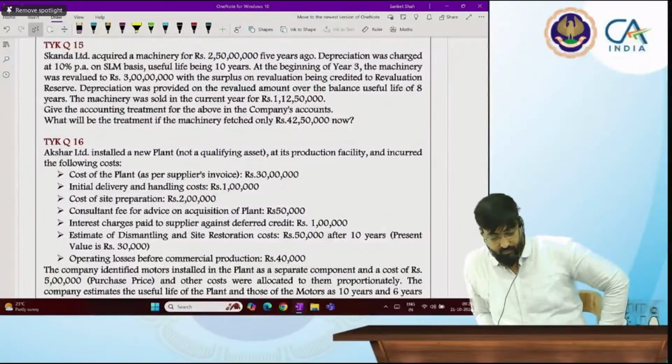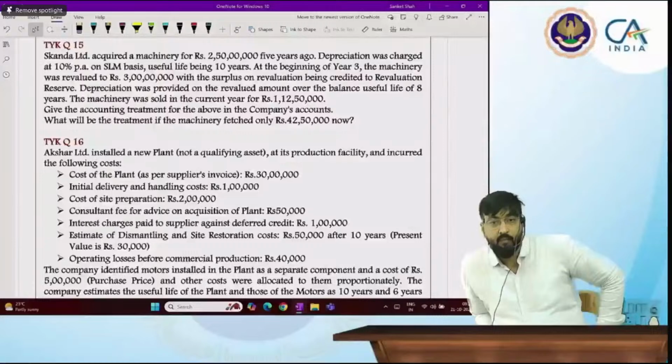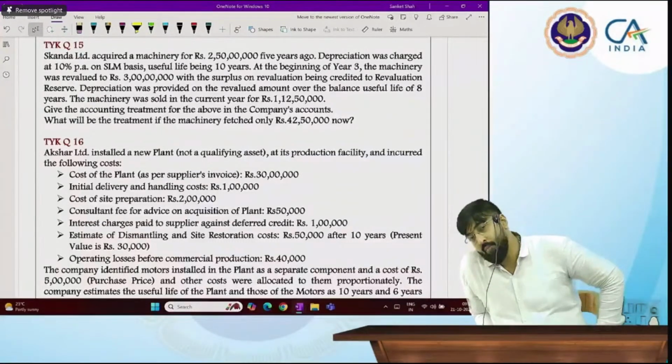TYK 15. Sakada Limited acquired a machinery for 2 crore 50 lakhs 5 years ago. Depreciation was charged at 10% on SLM basis. Useful life is 10 years. At the beginning of year 3, the machinery was revalued at 3 crore, with the surplus on revaluation being credited to revaluation reserve. Depreciation was provided on the revalued amount over the balance useful life of 8 years. The machinery was sold in the current year for rupees 1 crore 12 lakh 50,000. Give the accounting treatment, and what will be your treatment if the machinery fetched only 42 lakh 50,000 now?